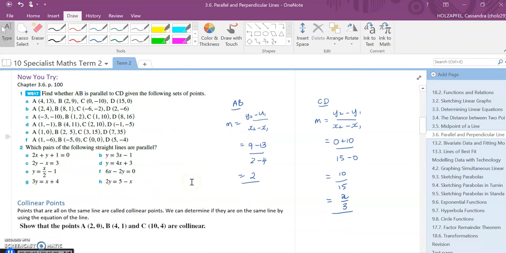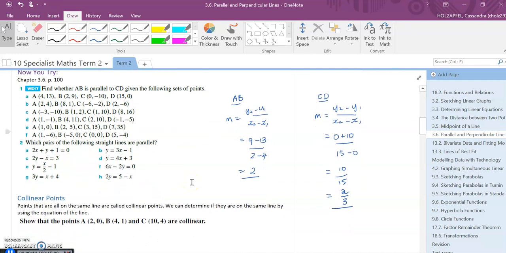All right, so now I want you to go through and have a go at question 2. Which pairs of the following straight lines are parallel? To do that, you may have to rearrange some of these equations. So I'm going to show you how to do the first one, just to rearrange. So we want to express in terms of y.